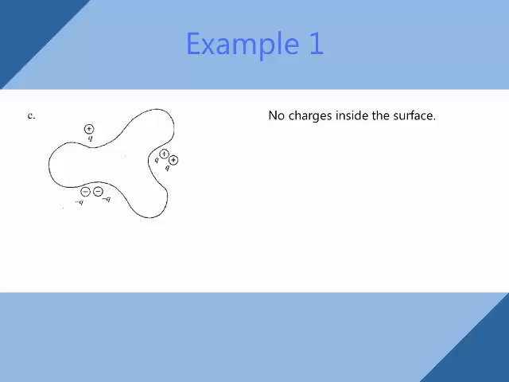In our final figure, we have no charges inside the surface, so without even needing to count or consider any of the charges, we know that the flux through the surface is going to be 0, as there are no charges present within the surface.